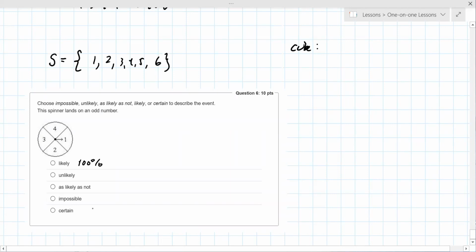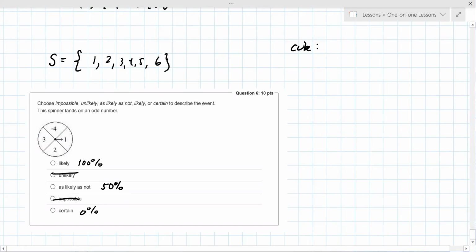Oh, okay. Yeah, so that's certain, unlikely, as likely as not. So I've tried to clean this up because it's really difficult the way it's written. What do you say here? The spinner lands on an odd number. It's likely to land on an odd number.